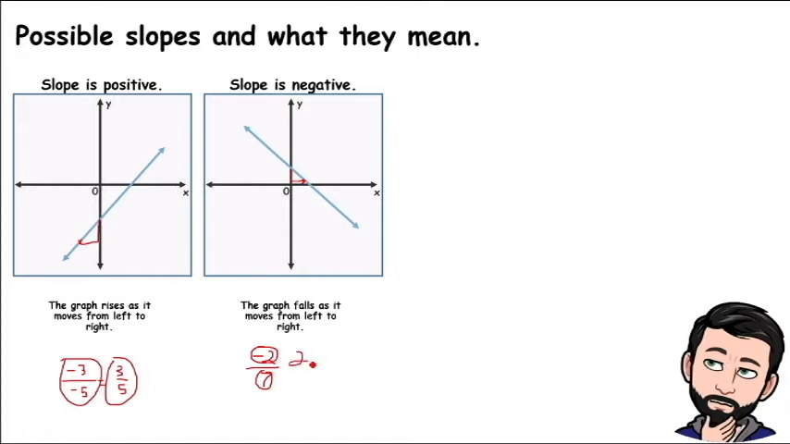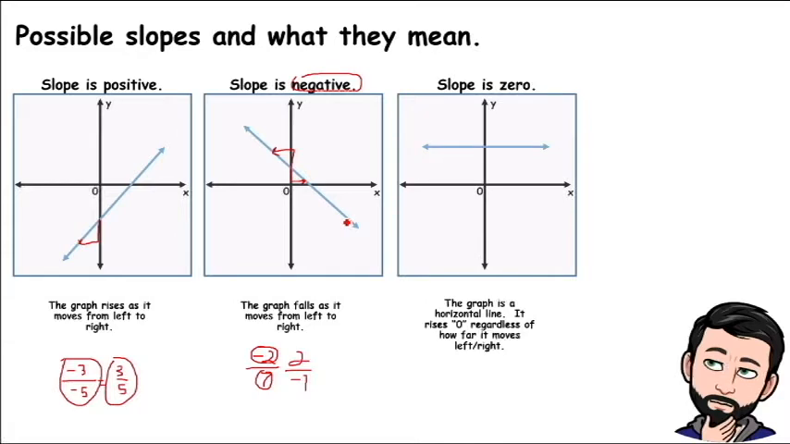The same thing happens if I put a positive 2 over a negative 7. I go up 2 and to the left, up 2 and to the left, and I end up with the same graph. If your slope ends up being a negative number, your graph will always slant down from left to right. The ones that tend to throw people off the most are things like this.